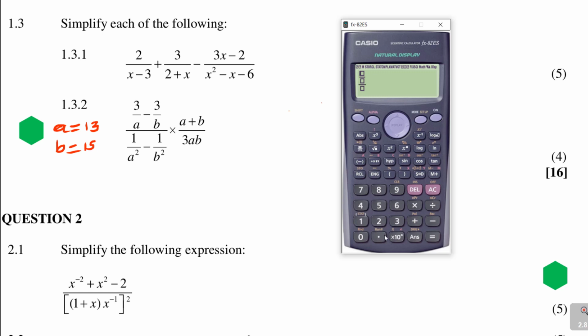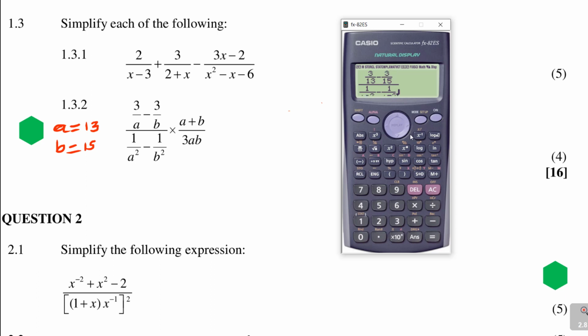But be careful. See, this says: bracket 3 over a, which is 13, minus 3 over b, which is 15. You just maintain it, then go down again. There is a fraction here which is 1 over a squared, which will be 13 squared, minus fraction again, 1 over b squared. With b as 15, it's 15 squared.